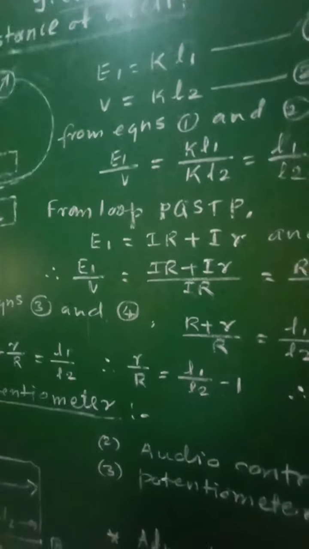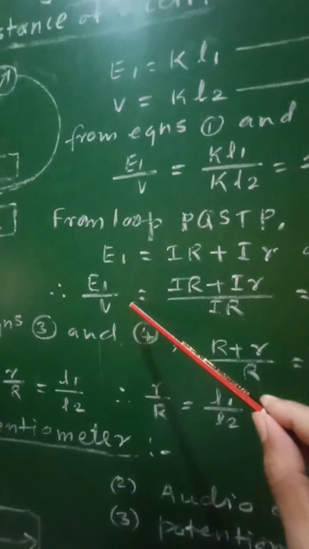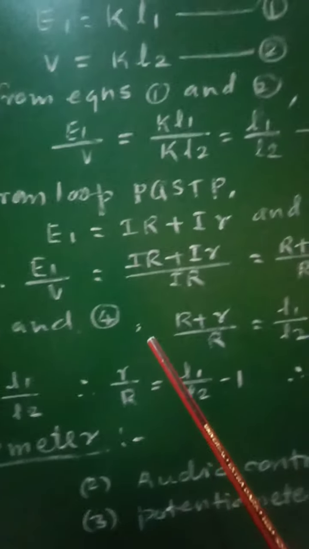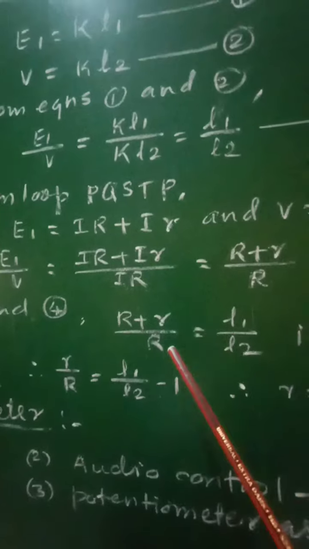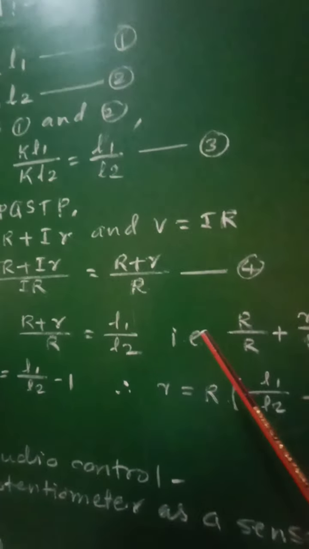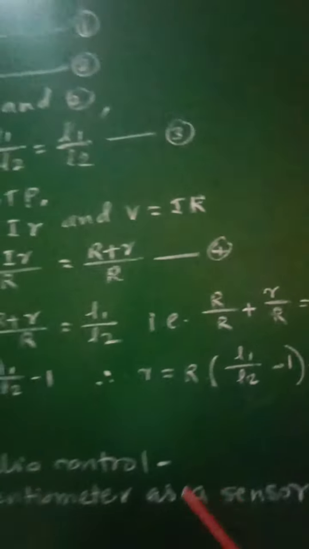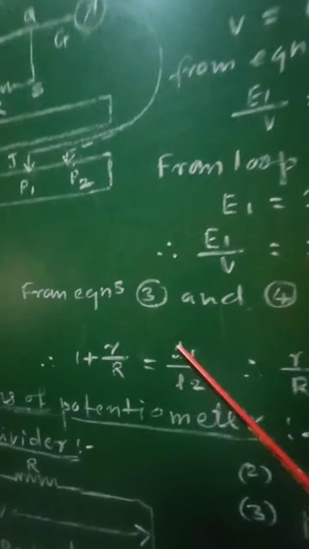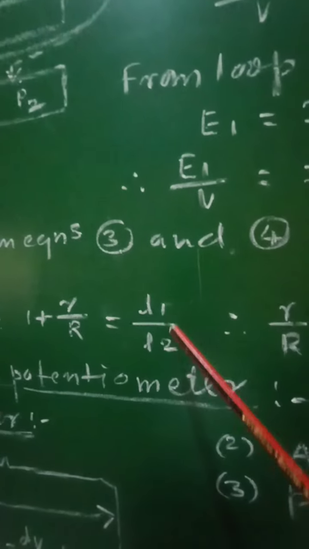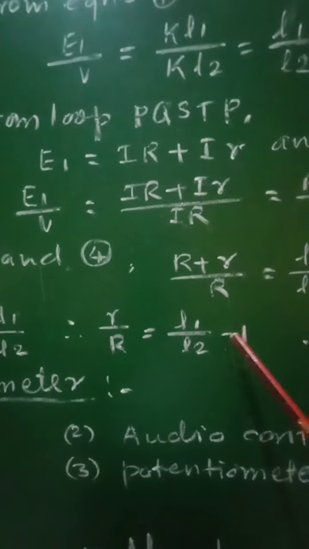Now, equation number 3 gives the value of E1 by phi. Equation 4 gives the value of E2 by phi. Therefore, comparing these two equations, 3 and 4, we can write (R plus r) upon R will be equal to L1 by L2. That is, separating the denominator, we can write R by R plus r by R equal to L1 by L2. Therefore, R by R will be equal to 1, so 1 plus r upon R equal to L1 by L2. And therefore, r by R will be equal to L1 by L2 minus 1.